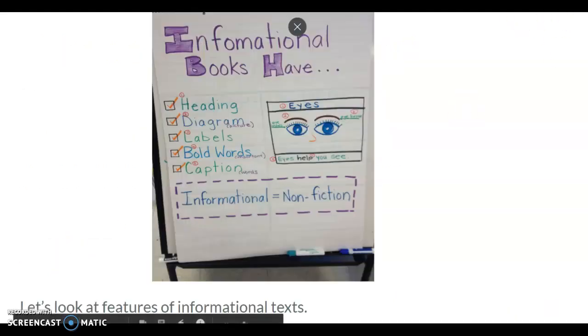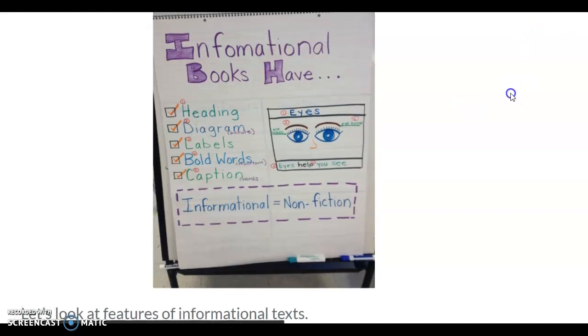This is an anchor chart that shows you a little bit more about informational books or text. Usually they have all of these features. So they have a heading. It is labeled number 1. The heading tells you what this is talking about. So number 1 says eyes. So the heading is eyes. That's the main idea.